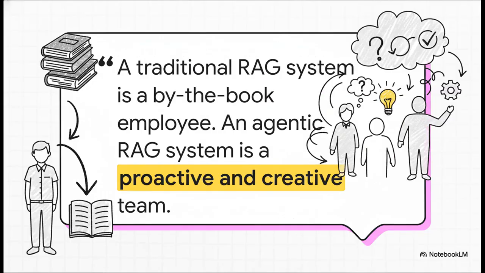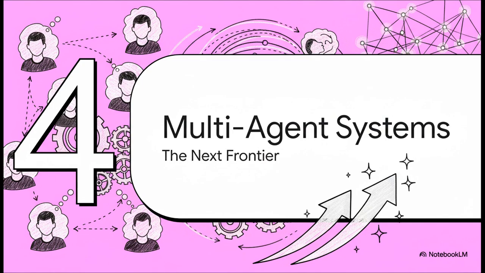There's this quote from IBM that just sums it up perfectly. A traditional RAG is like a by-the-book employee who does exactly what they're told. An agentic RAG system is like a proactive and creative team that figures out the best way to solve a problem, taking initiative all on its own. So, if a single agent is like that proactive team member, what happens when you have a whole bunch of them working together? Well, this brings us to the next frontier, the multi-agent system.